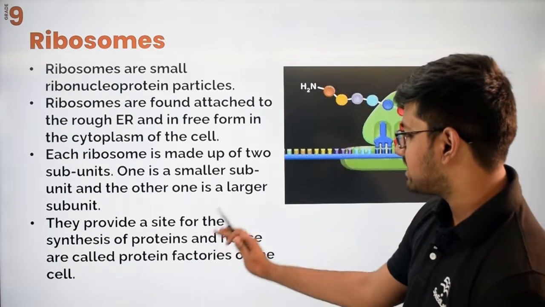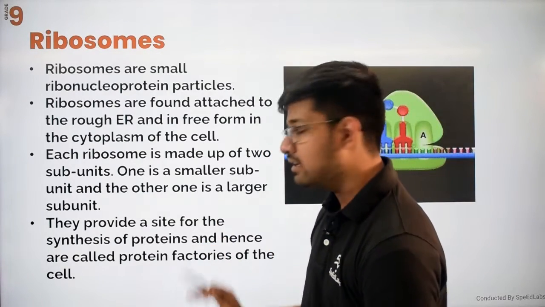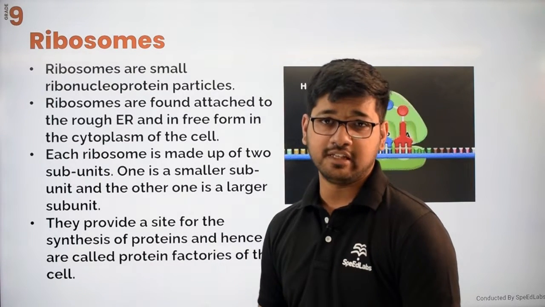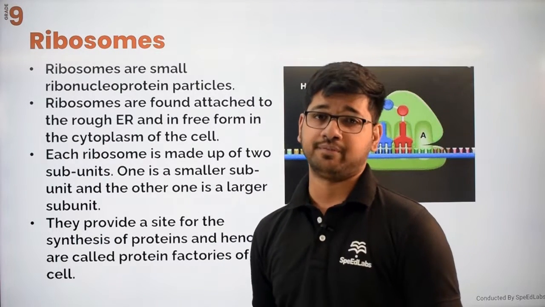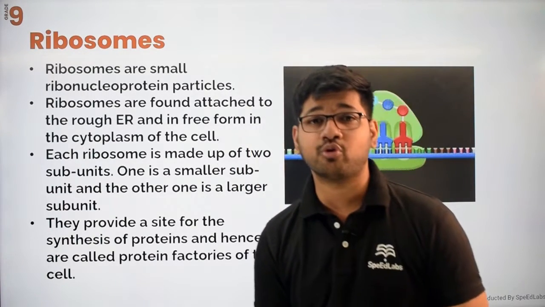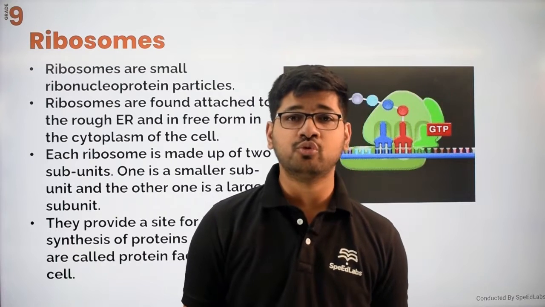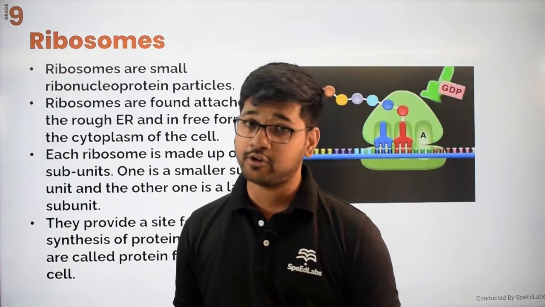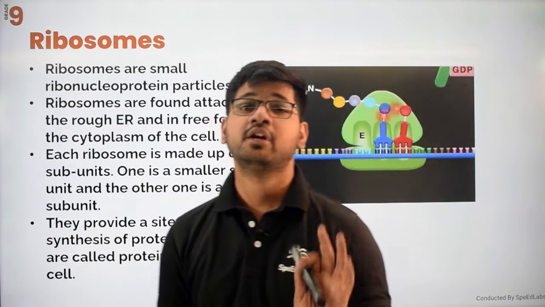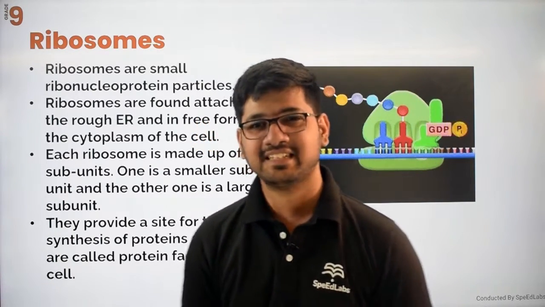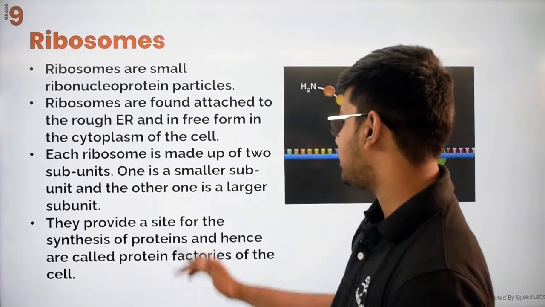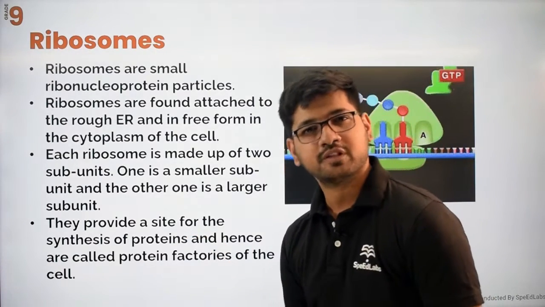Okay, they provide a site for synthesis of proteins and hence are called protein factories. They basically prepare that particular site where protein formation can occur. Mitochondria makes its own protein. In the cytoplasm, you have these protein units, and the rough endoplasmic reticulum's main function is to synthesize proteins. Okay, so these are called the protein factories of the cell.